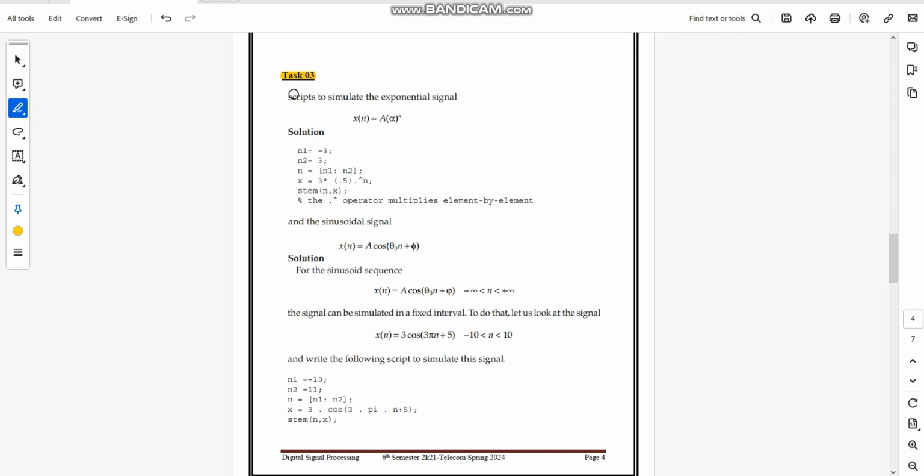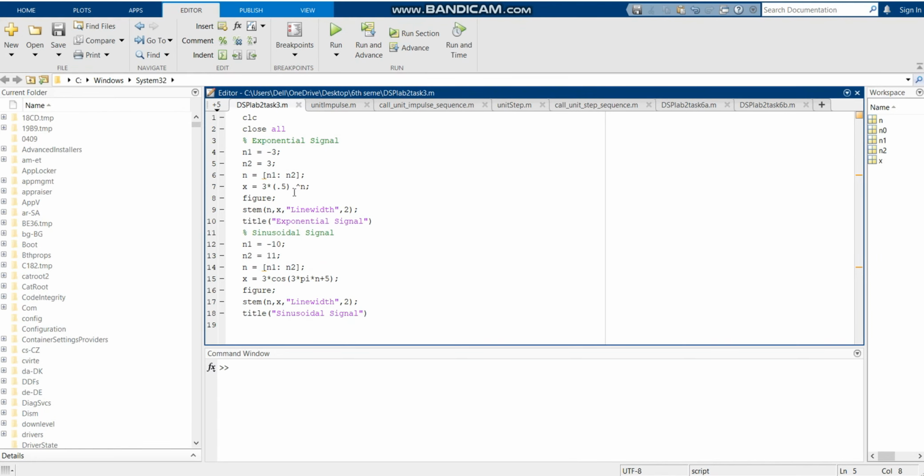Task 3 of this lab is to write a MATLAB code to simulate the exponential signal and the sinusoidal signal. For the exponential signal, the range is specified from -3 to 3, and for the sinusoidal signal, the range is specified from -10 to 11. The exponential signal is plotted using the stem function for the discrete values, and for the sinusoidal signal, we use the cos function, and the stem function is used to plot the values of the cosine function in the discrete domain.